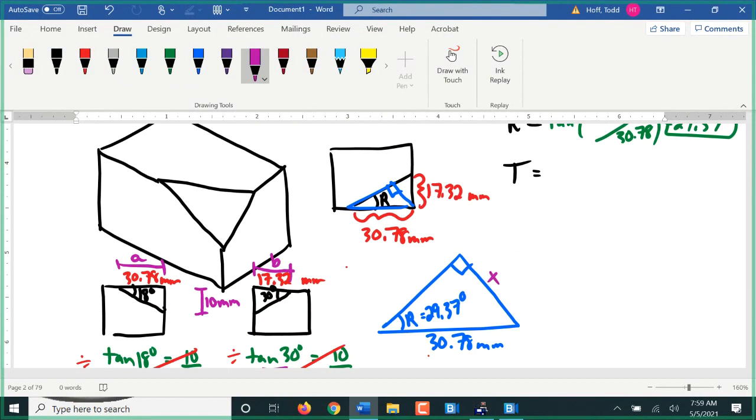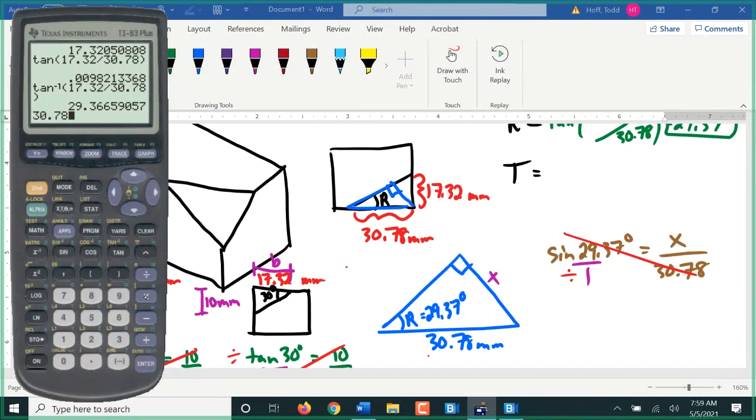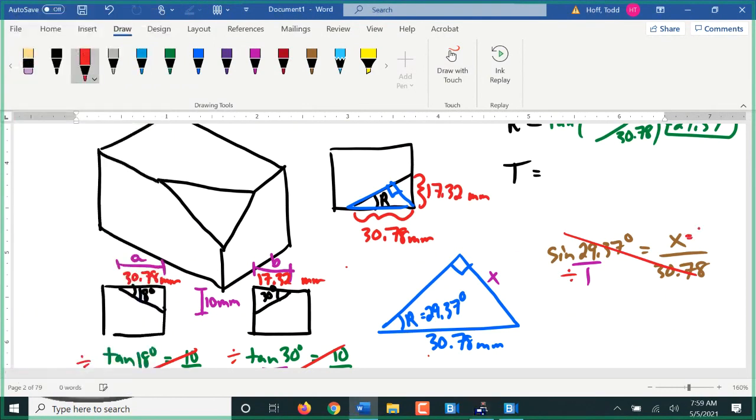What trig function are we going to utilize for that? All right. Sine of 29.37 degrees equals that opposite side of x over the hypotenuse of 30.78. Set over 1, and we will cross multiply and divide. 30.78 times the sine of 29.37 degrees. 15.10 millimeters is that length.